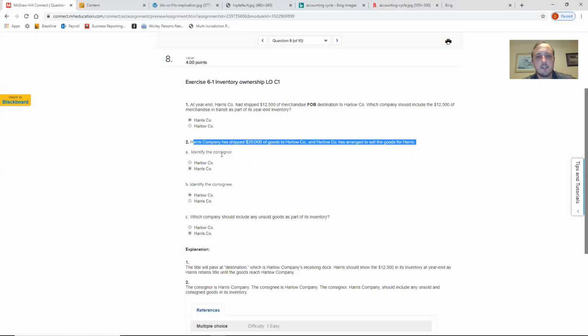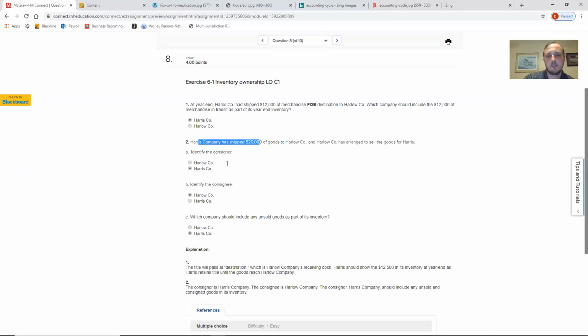So here is the definition of the consignor. The consignor is the one who's shipping the goods. So I consign these to you, and Harlow is the consignee. They're the beneficiary of the consignment.